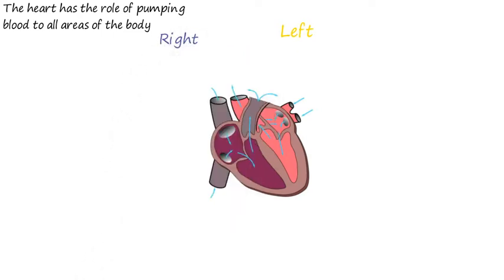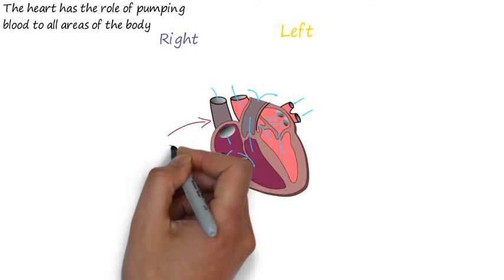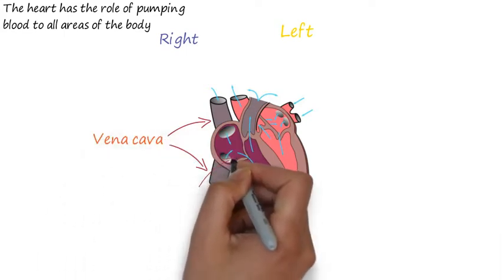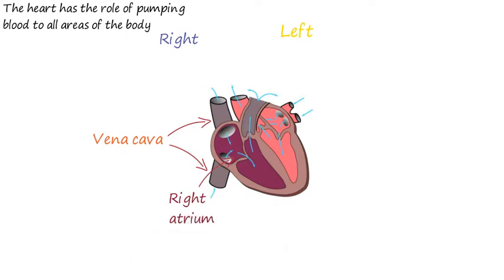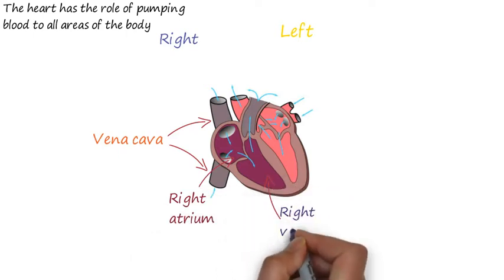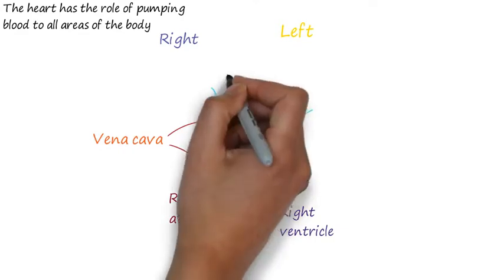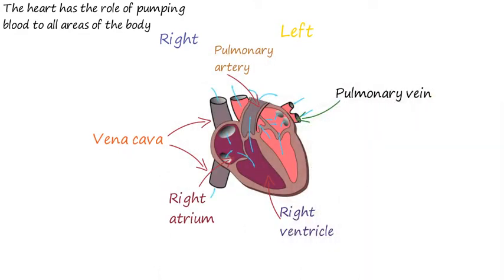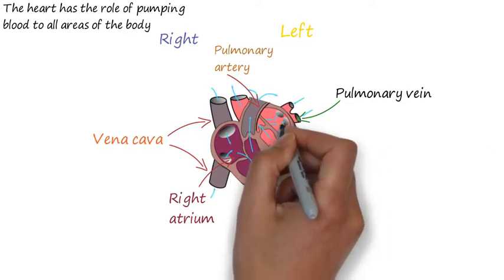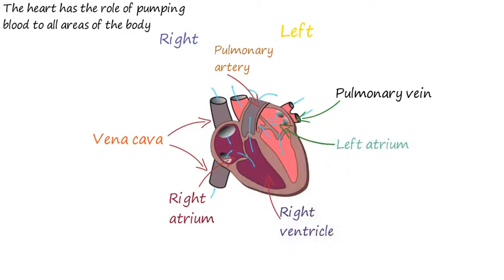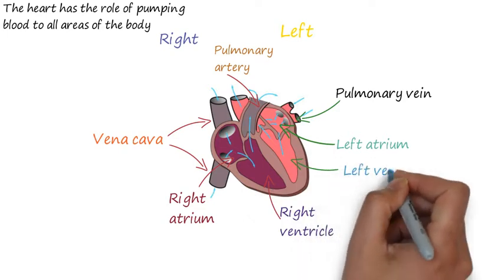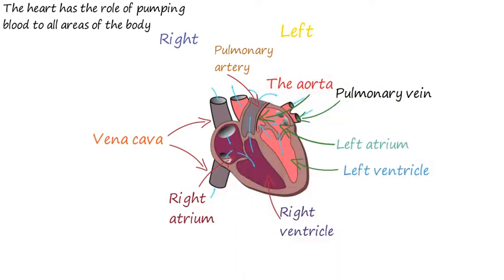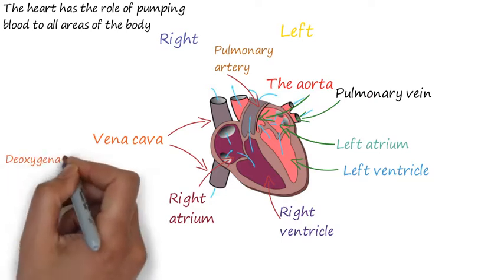The heart is always drawn as if you were looking at it on a person. This is important as it means the left and right are opposite. If we start off with the right hand side of the heart, we have the vena cava, which is a vein, the right atrium and the right ventricle. We then also have the pulmonary artery. On the left hand side, we have the pulmonary vein, the left atrium, the left ventricle and then the aorta, an artery. Veins and arteries are blood vessels, which we will look at in the next video.